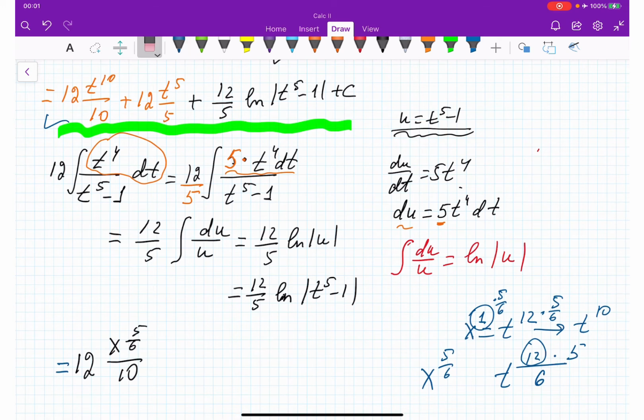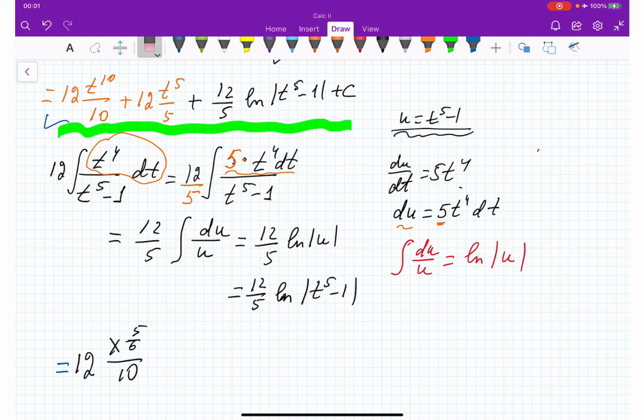Let me clean this up. I have 12 t to the power 5, plus 12. Here is 5. Now I need to get x is equal to t to the power 12, and I need to get t to the power 5. 5 is a prime number, so there is nothing I can divide or do. I have to multiply by 5 to get 5. That's the only thing. To multiply by 5 to get 5, that means here it has to be 1.